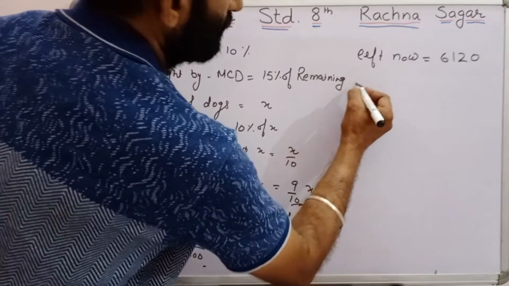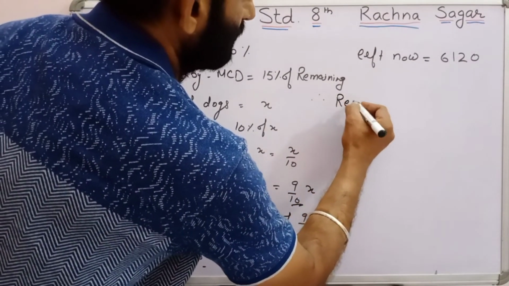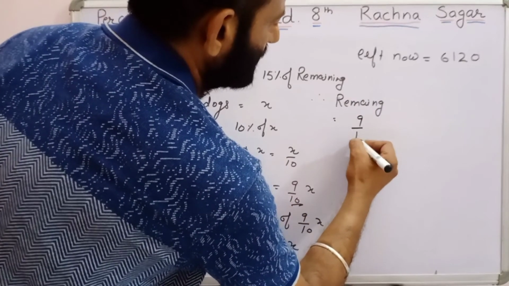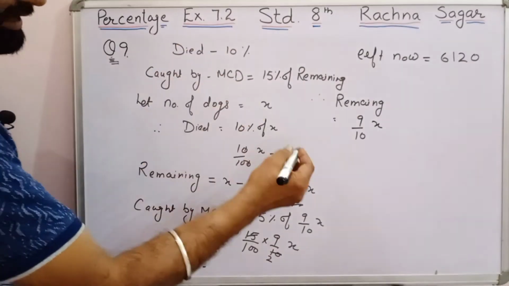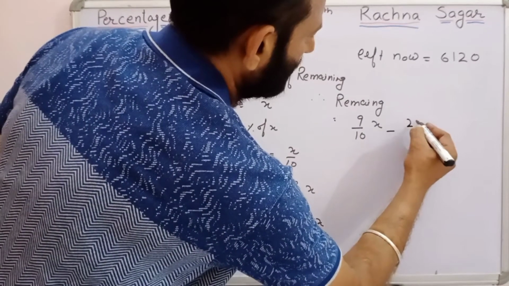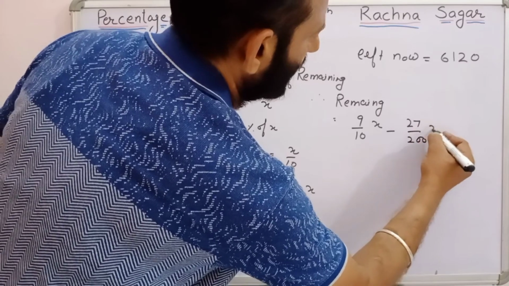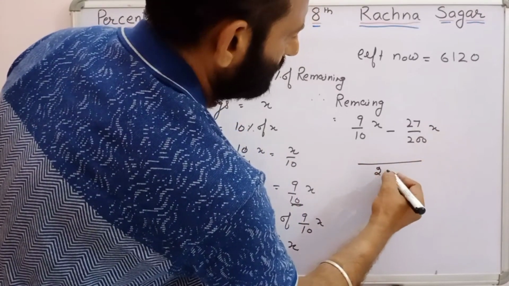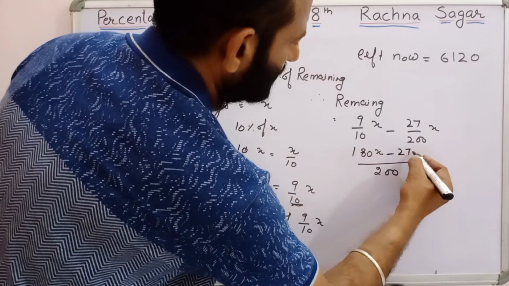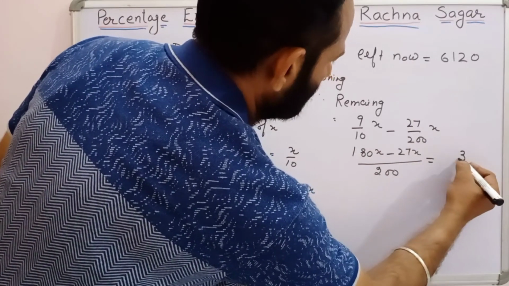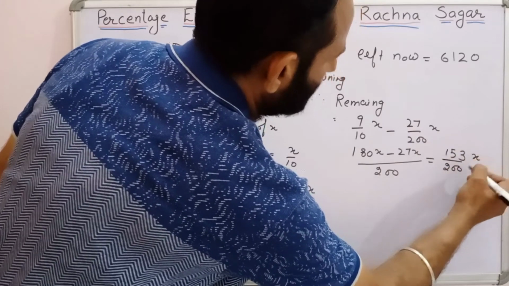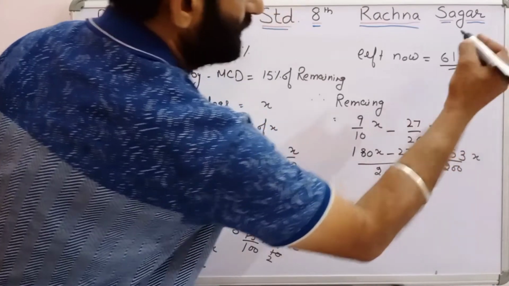Therefore, number of dogs remaining now is 9 by 10x, which are remaining when 10% died, minus 27 over 200x. 200 is the LCM, it is 180x minus 27x, it is equal to 153 over 200x. Dogs still remaining, it is given 6120.